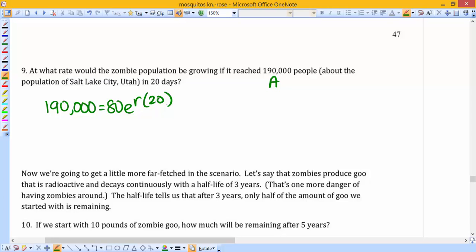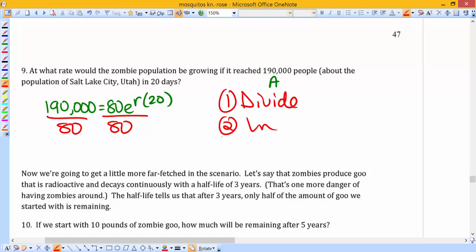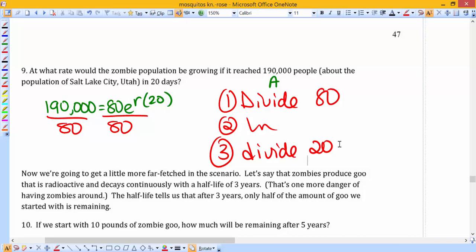So you're going to go through the same process, but now you're going to find r. You're going to start by dividing by 80. So first you're going to divide, then you're going to use the ln, and then your third step would be to divide by 20. So hopefully that helps. Check with your group. Get your answer. Share. Help each other out.